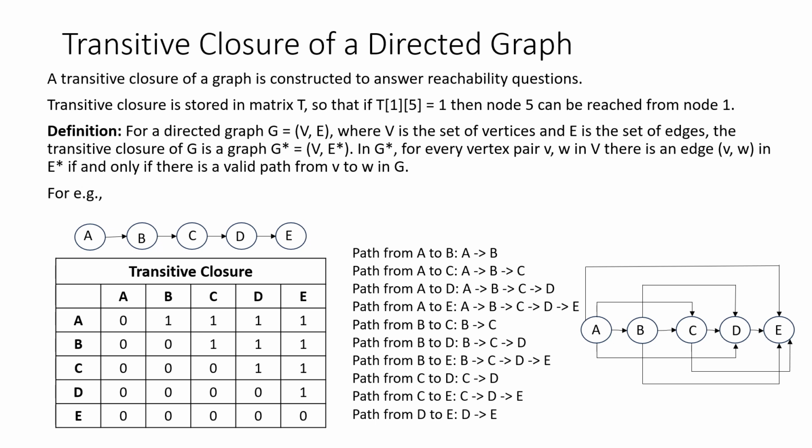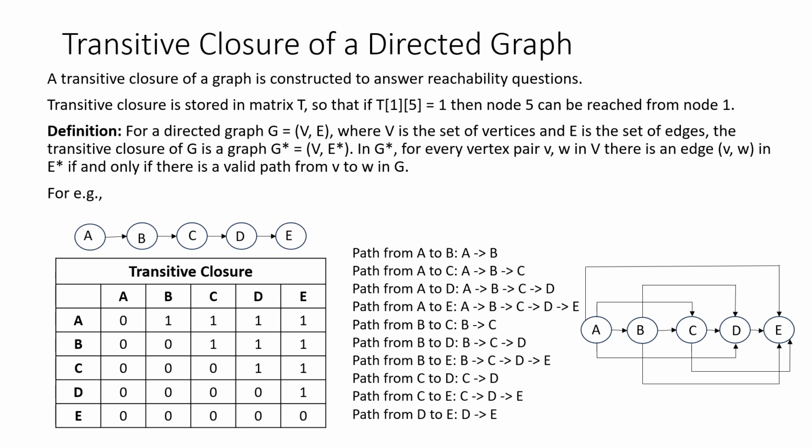The first entry is AA. Is there any path from A to A? The answer is no. So the entry is 0. Now A to B. Is there any path from A to B? Yes, there exists a path from A to B because A and B are directly connected by an edge. So the entry is 1. Now A to C. Is there any path from A to C? Yes, there exists a path from A to C and the path is A to B and B to C. So the entry is 1.